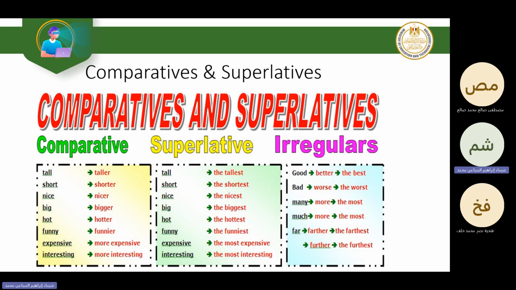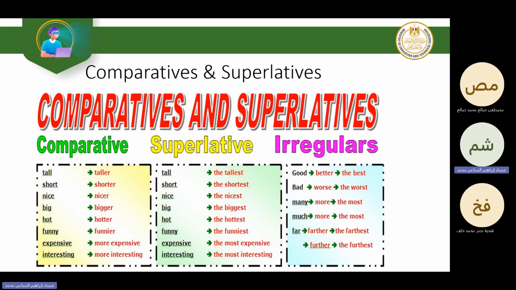Of course, we have irregular adjectives about comparative and superlatives. So, for example, the adjective good. If we want to compare between two things by using good, it will be better. And for the superlative, it will be the best.